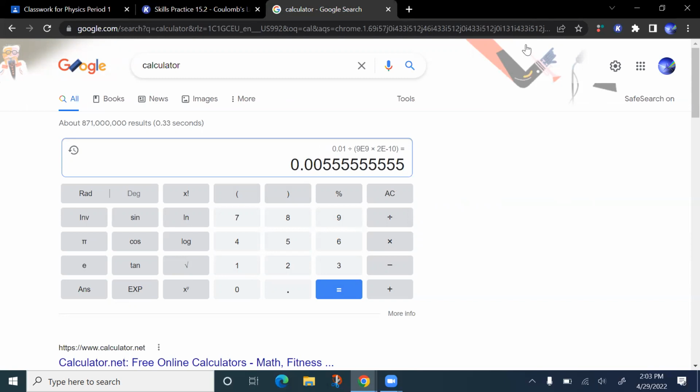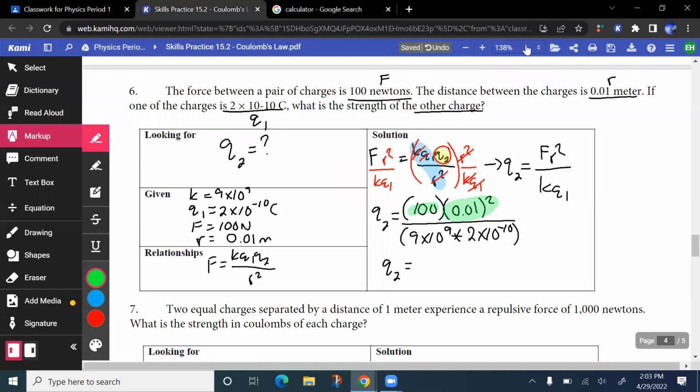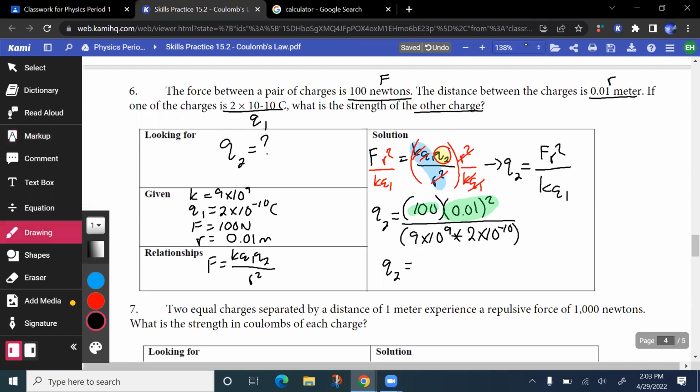So it's 0.00 and then a bunch of repeating 5s. If we get 0.0055 and then a repeating decimal, that would be the same as, we have to move the decimal 3 times to the right. So it would be 5.6 times 10 to the negative 3 coulombs.